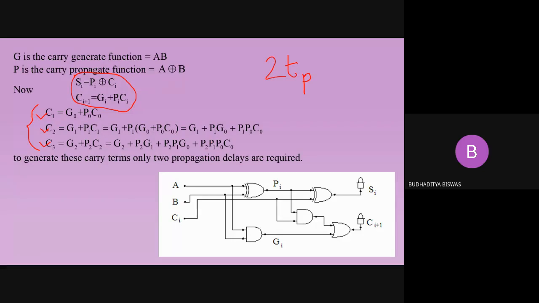It doesn't require cascading connections, because all these gates are readily available. Whether it is a 2 input gate, 4 input gate, or 3 input gate, whatever the number of inputs, it is readily available in the market. So 128 input gates are also available, 64 input gates are also available. That means the resources are available. So you just need to use the resources to generate the carry terms using 2 TP time.